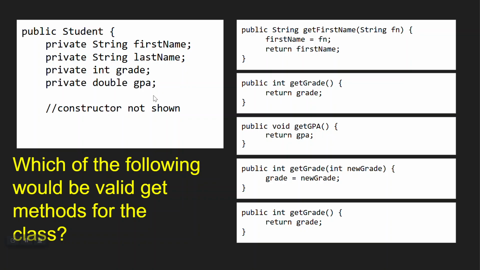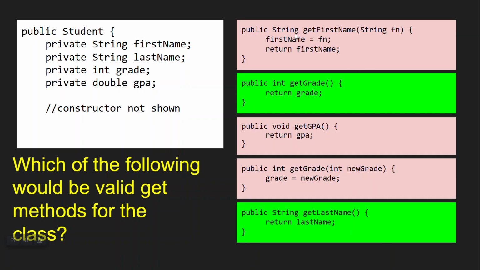So we've got 4 instance variables here: first name, last name, both strings, grade, which is an int, and GPA, which is a double. So the first one, public String getFirstName, there should be no parameter in a get method, so we know that's wrong, which means we also know that this one's wrong. There should be no parameter in a get method header. And then for this one right here, public void getGPA, return GPA. Again, what we're returning here is a double, so that should say public double getGPA. However, up here, public int getGrade, return grade, and then public String getLastName, return lastName. Those are both correct. So there you go.